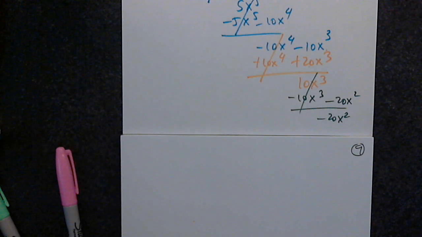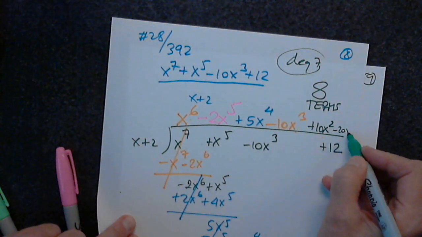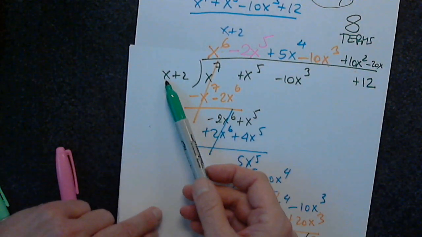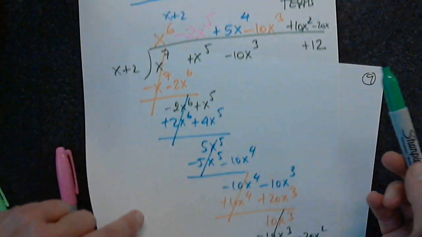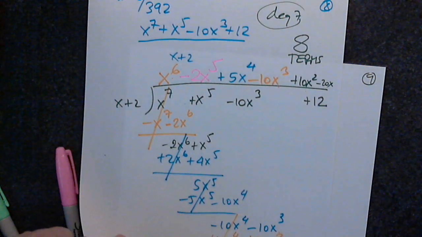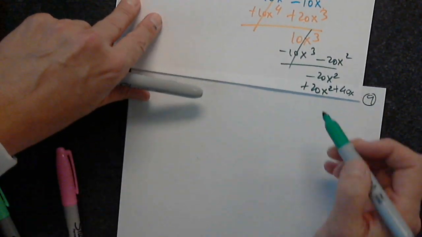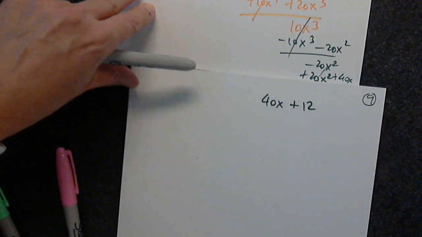Okay, x times what is negative 20x squared? Negative 20x. There's one more after this. So negative 20x times x is negative 20x squared, so positive 20x squared. Negative 20x times 2 is negative 40x, so positive 40x. So these two are gone, so positive 40x and plus 12.